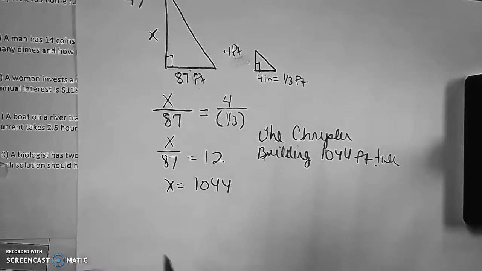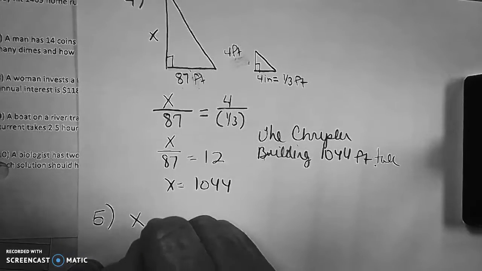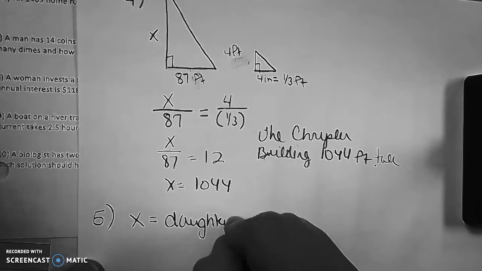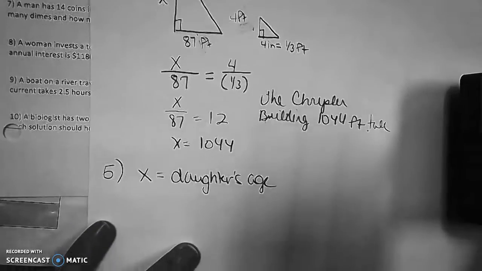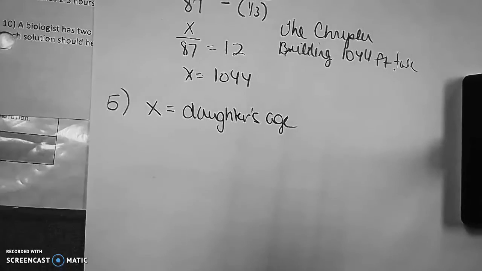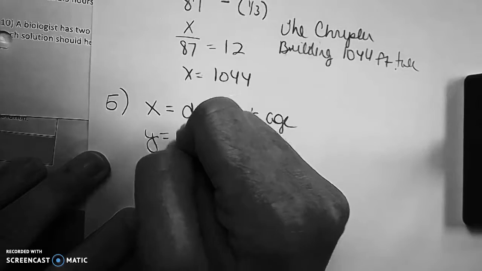All right, moving on to look at number 5, so you guys can read number 5. And it's asking you how old is the daughter. So I'm going to let X be the daughter's age. Okay, then it says that the father right now is 4 times as old as his daughter. So I also need to know dad's age.